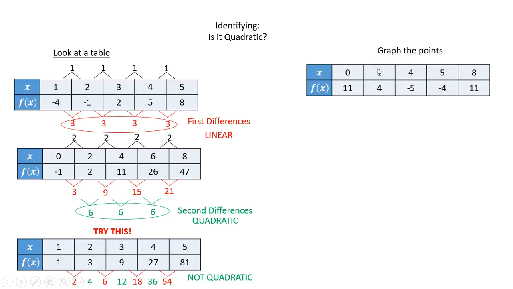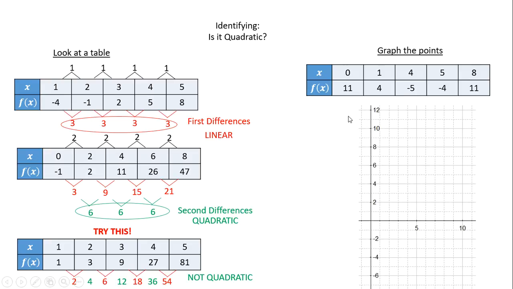We're going to graph them. So here our x's go from 0 to 1, that's plus 1, then plus 3, then plus 1, then plus 3. There's a pattern there, but it's not what we're going to be able to use to figure out whether or not it's quadratic. So we're just going to graph the points. We need a graph that's an appropriate sized graph, and then plot our points.